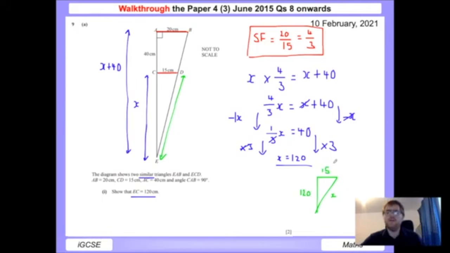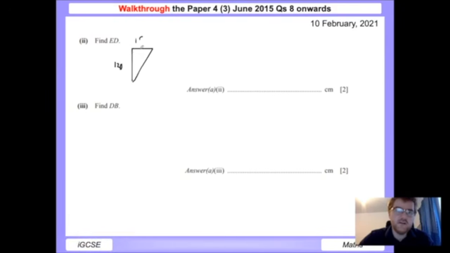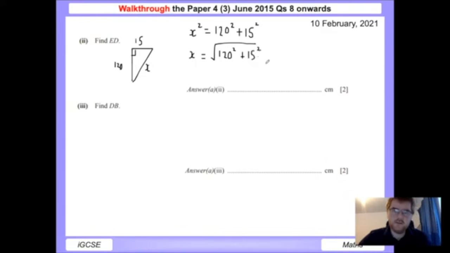So essentially we can use Pythagoras on this question, just a straightforward Pythagoras question. So let me draw it onto this slide. This is 120, this is 15, this is x, and so Pythagoras says that x squared is equal to 120 squared plus 15 squared, so x is equal to the square root of those two things. I'm writing the minimum of working, but enough to guarantee me all the marks here.